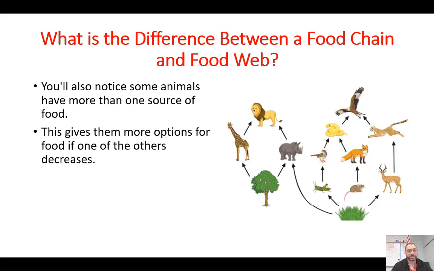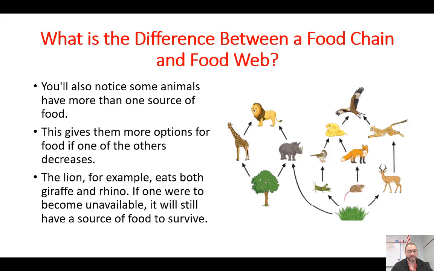This gives them more options for food. If one of the other food options decreases or disappears, they have other options available to them. So the lion, for example, eats both the giraffe and the rhino. If one were to become unavailable, it will still have a source of food to survive.